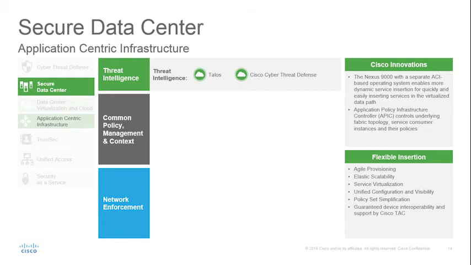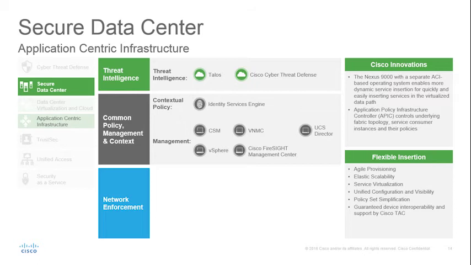Within the ACI offering, Cisco Talos and Cisco Cyber Threat Defense work together to deliver network traffic analysis and proactive threat intelligence. Like the data center virtualization solution, the ACI offering includes ISE, CSM, VNMC, UCS Director, vSphere, and the Cisco Firesight Management Center.